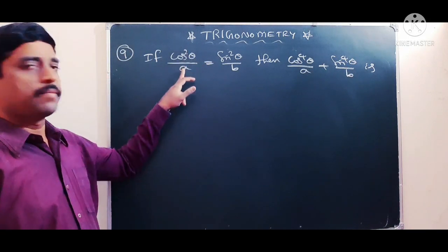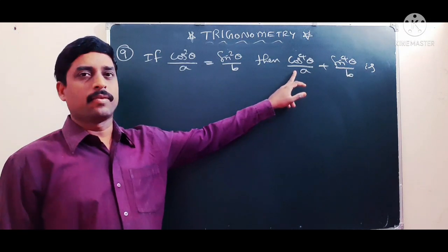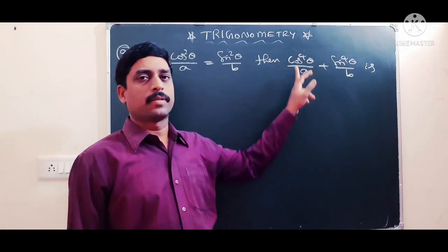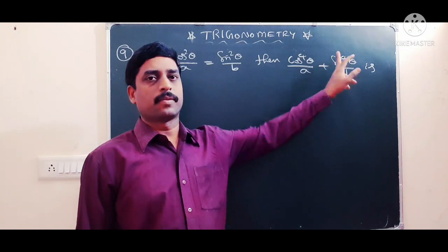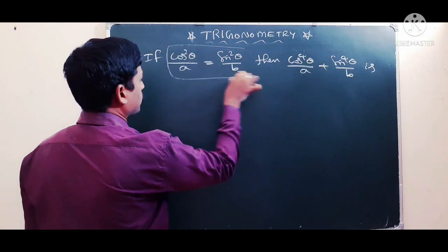If cos square theta by a equals sin square theta by b, then we have to find cos to the power 4 theta by a plus sin to the power 4 theta by b. Okay, what is the given condition? This is the given condition.